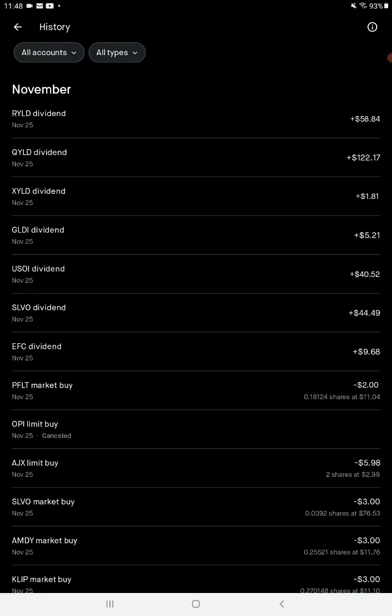SLVO, man, covered calls on silver. You want to own silver, this the route that I would go. Do options on it to get the real dividends out of it. You could buy SIVR, I think that's the ticker for silver. That's more of a growth stock. You still got to sell it to make money. But I just like holding my shares and getting paid every month.